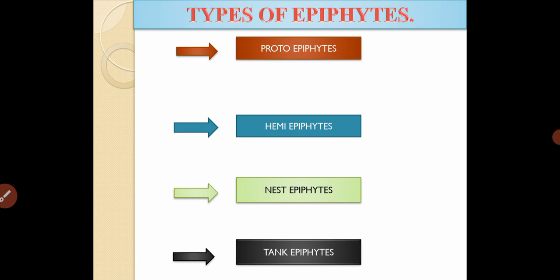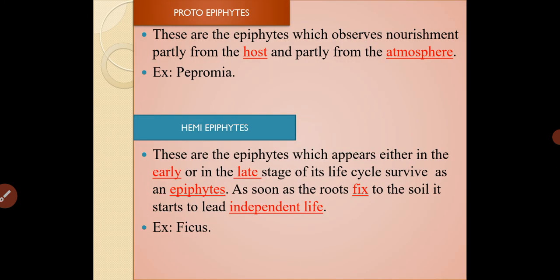Let us move towards the types of epiphytes. Epiphytes are classified into four types: protoepiphytes, hemiepiphytes, nest epiphytes, and tank epiphytes. Protoepiphytes: epiphytes which absorb nourishment partly from the host and partly from the atmosphere are called protoepiphytes. Example, peperomia.